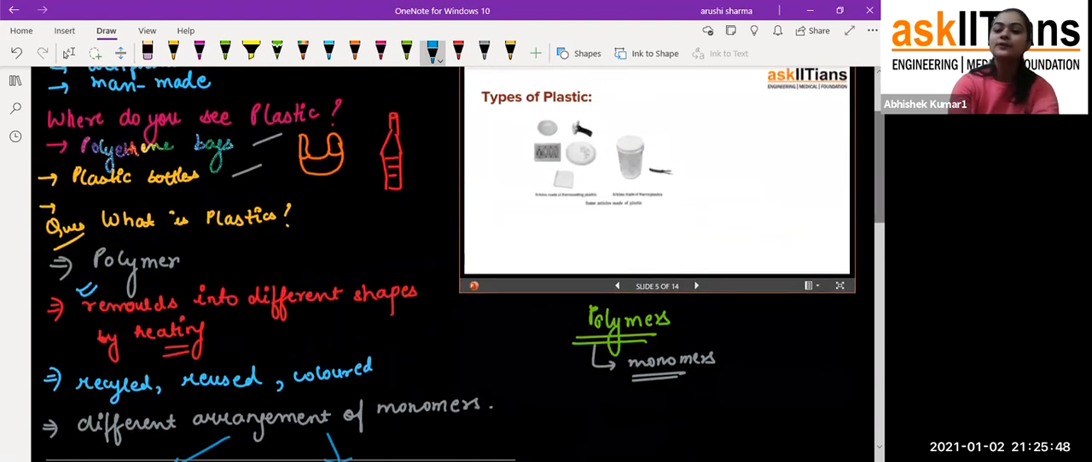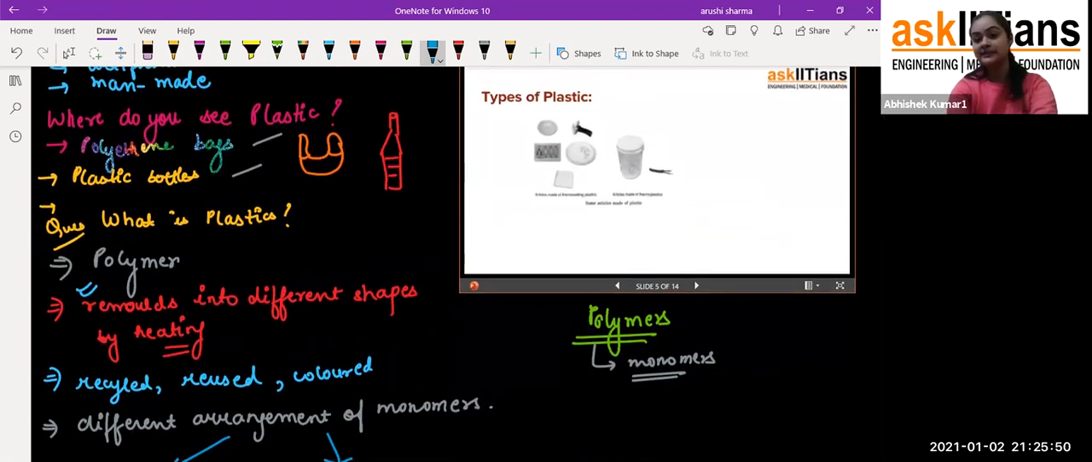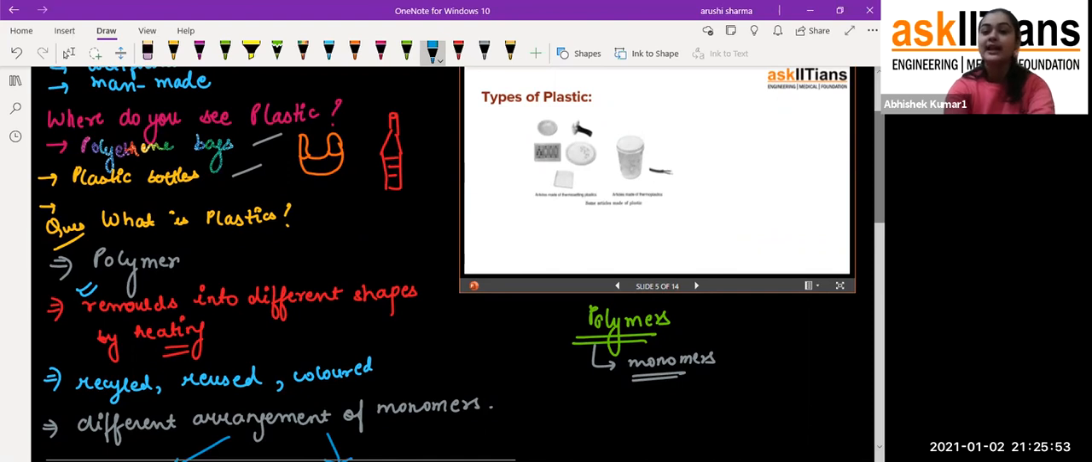Because students, now we are going to discuss the types of plastics. We have two types of plastic. One is thermosetting and the other one is thermoplastic.